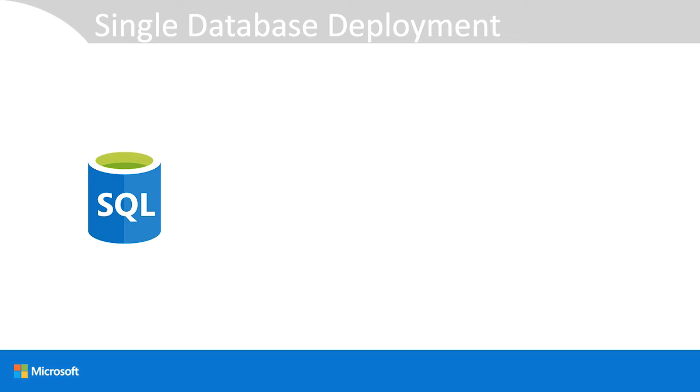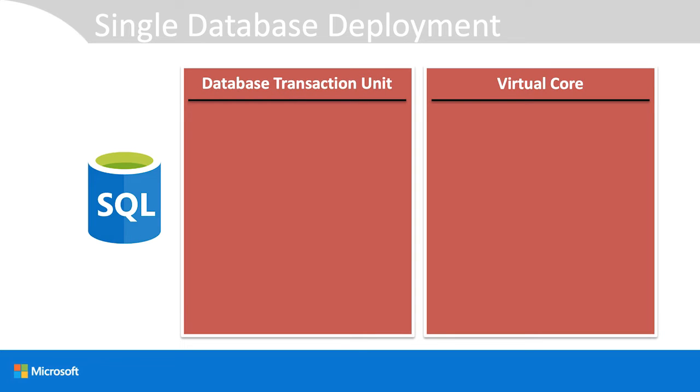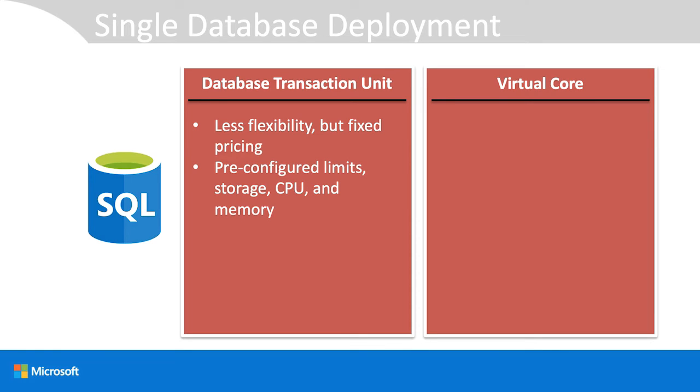There are two different purchasing models for a single database: Database Transaction Unit, or DTU, and virtual core, or vCore. A DTU represents a collection of CPU, memory, and data access. The vCore model uses a virtual CPU, and you can configure exactly the CPU power, memory, and other resources that you need. The DTU model isn't as flexible as the vCore model, but you get fixed and predictable pricing as a trade-off. It comes with pre-configured limits and storage, CPU, and memory configurations.